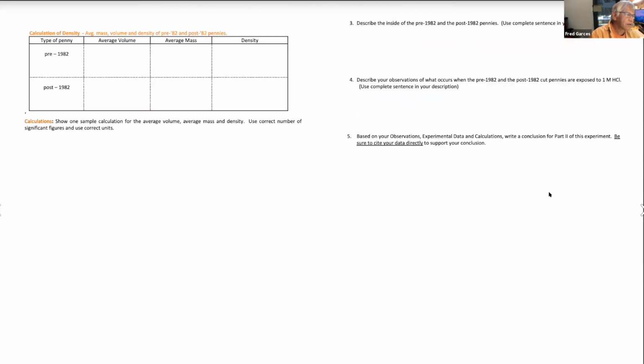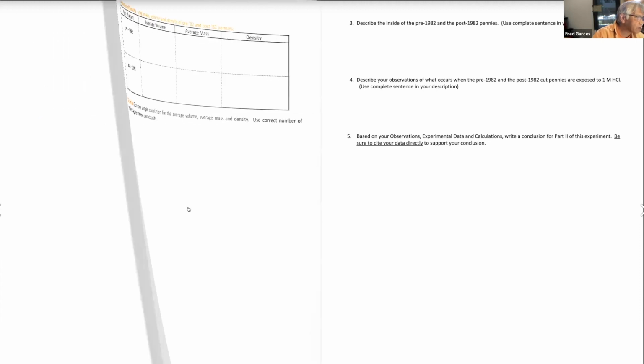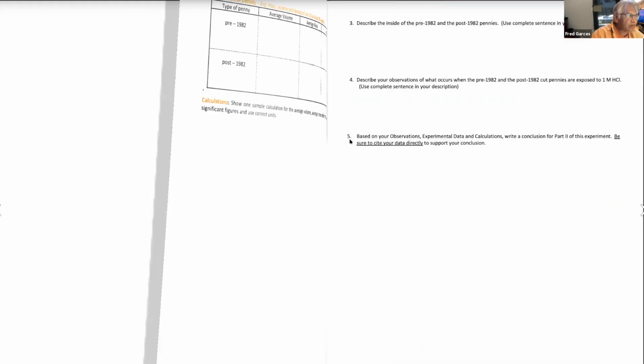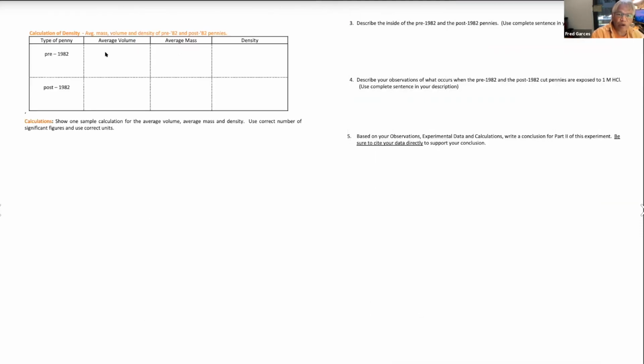Then you go over here and it says right here, the average. Average means that you take the total right here. Let's go back to the previous. So this is the volume of the 25 pennies. If you take that volume and divide by 25, then that's the average volume. If you have 10, then you need to divide it by 10. And then the average mass will be the total mass divided by how many you have. And then you just take the average mass and the average volume and you get the density, because density is mass over volume. Okay, mass over volume.